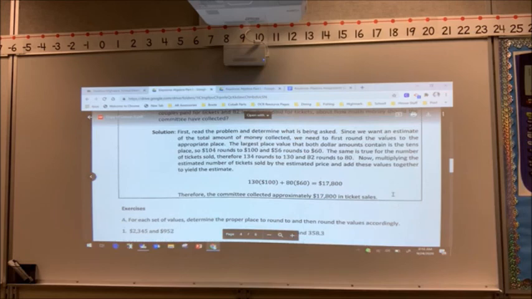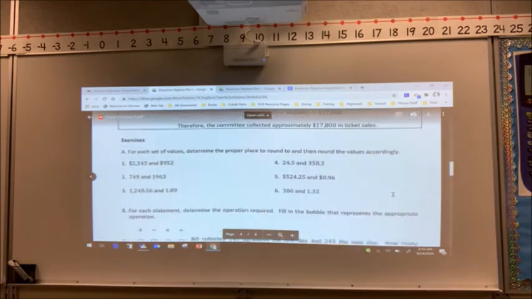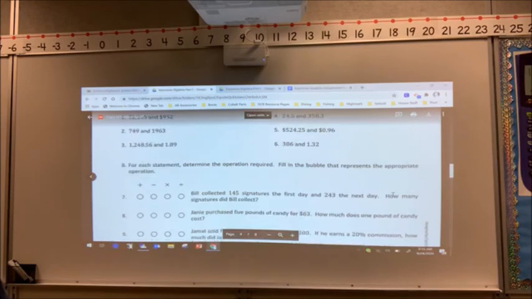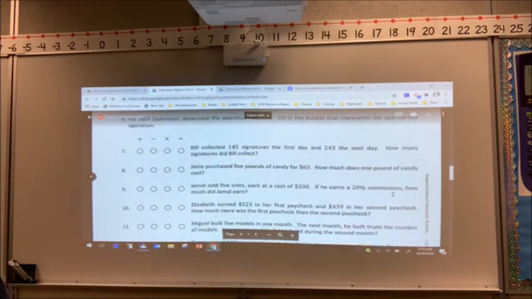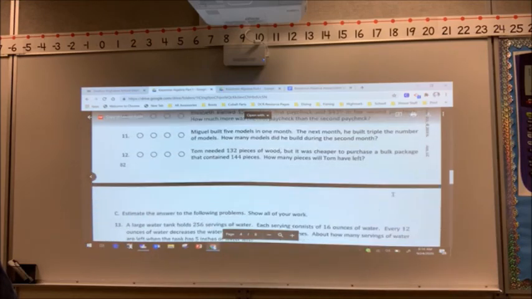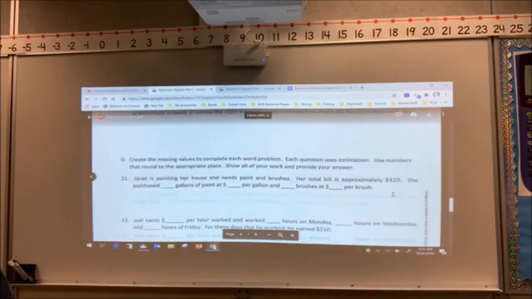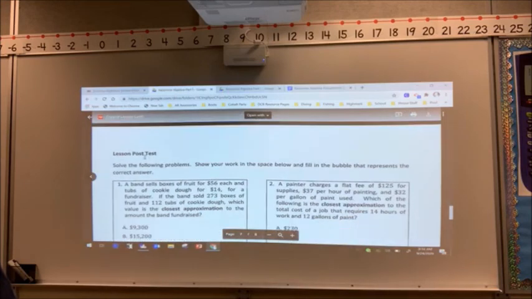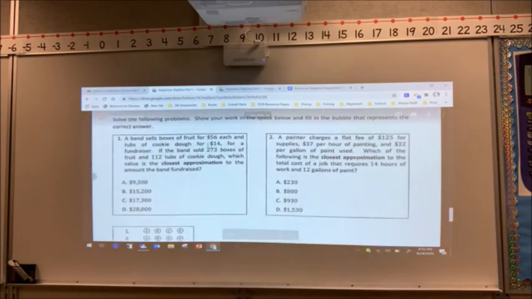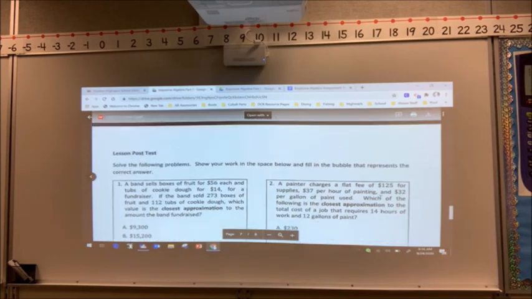That concludes our examples. Your assignment problems will be 2 through 22 evens, and I'll have this assignment on a Google form for you. You also have the 2 lesson post-test problems, and they will be multiple choice. So you'll have 2 through 22 evens, and then the lesson post-test 2 problems.